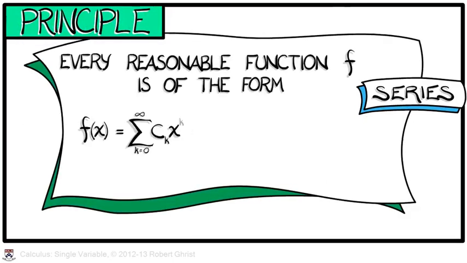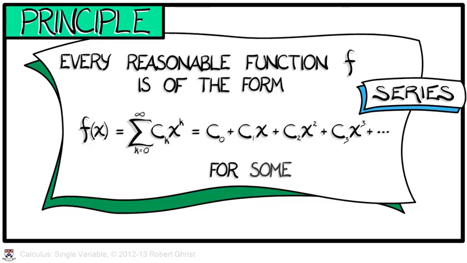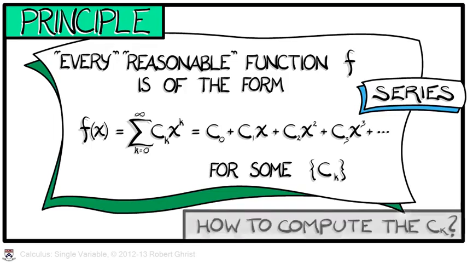We're going to work under the assumption that every reasonable function can be expressed in the form of a series, as a constant plus some other constant times x plus a third constant times x squared, etc., for some collection of constants. Now, of course, strictly speaking, this is not true. We need to be careful about what we mean by every and reasonable. For the moment, let's pretend that this is true and see where it gets us.